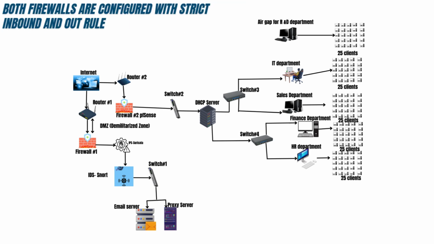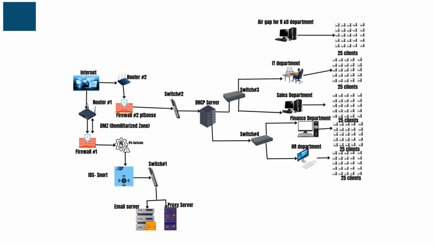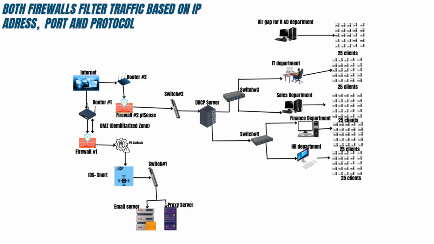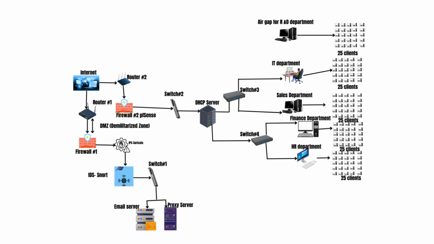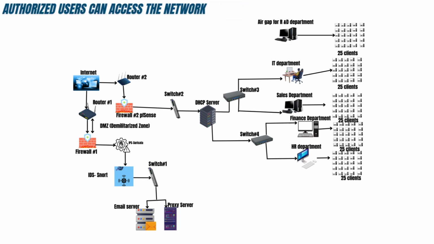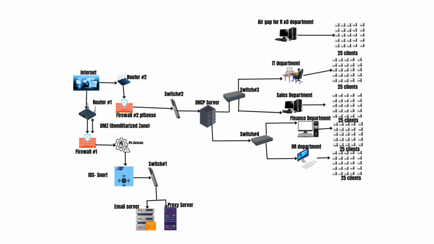Configuration. Both firewalls are configured with strict inbound and outbound rules, which filter traffic based on IP addresses, ports, and protocols. This ensures that only legitimate authorized users can access the network, blocking potentially harmful or unauthorized connections.